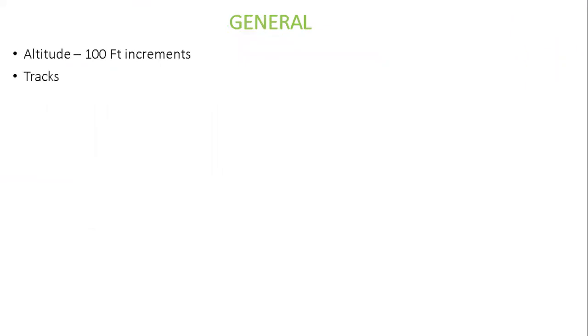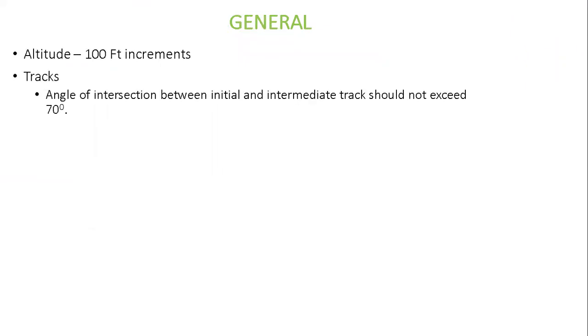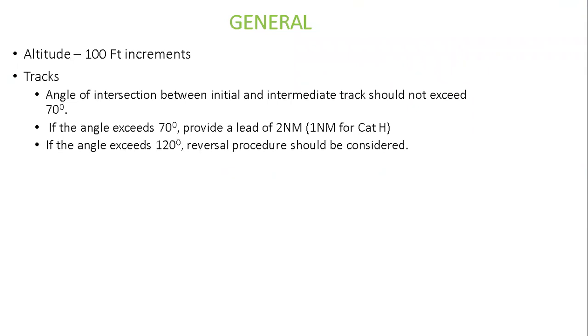Altitude in 100 feet increments. The angle of intersection between initial and intermediate track should not exceed 70 degrees. If the angle exceeds 70 degrees, we need to provide a lead of 2 nautical miles. If the angle exceeds 120 degrees, reversal procedure should be considered.